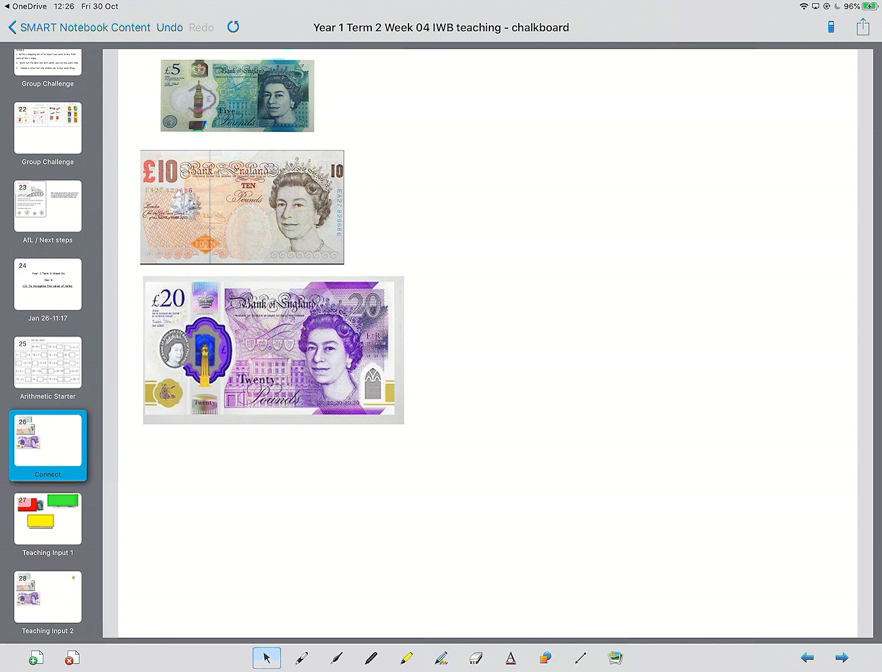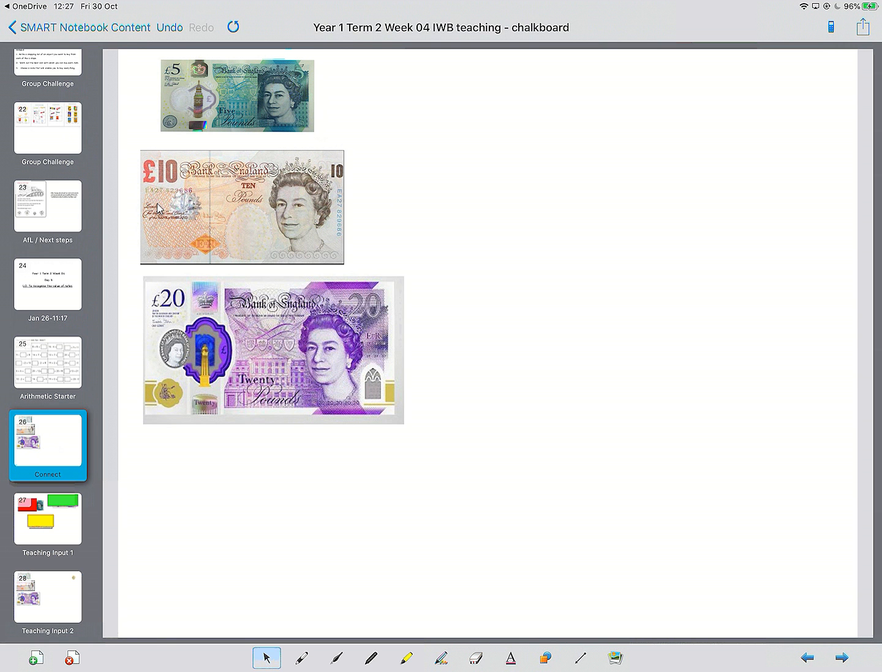Okay, so this one here has got a 5 on it and it's worth, well, you can probably work out how much it's worth. It's blue. It's got lots of additional features on it, just like this one. But the main important thing is there's a £5 there and there's a 5 there.